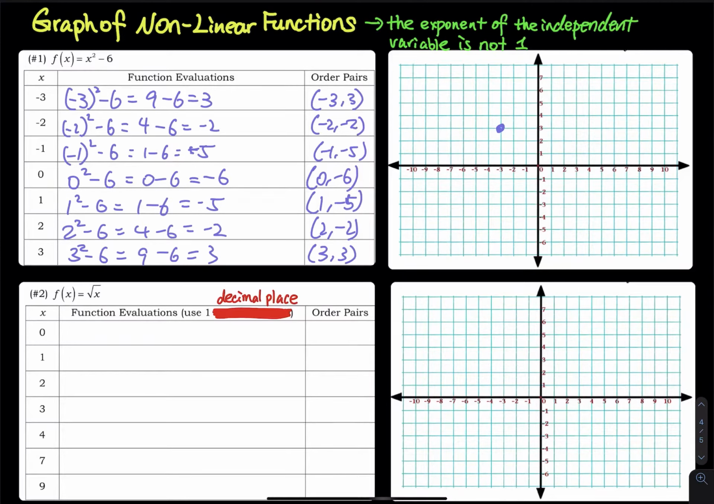Negative 3, 3. And then negative 2, negative 2. Negative 1, negative 5. 0, negative 6. 1, negative 5. 2, negative 2. And then 3, 3. Okay. And then this is the graph.